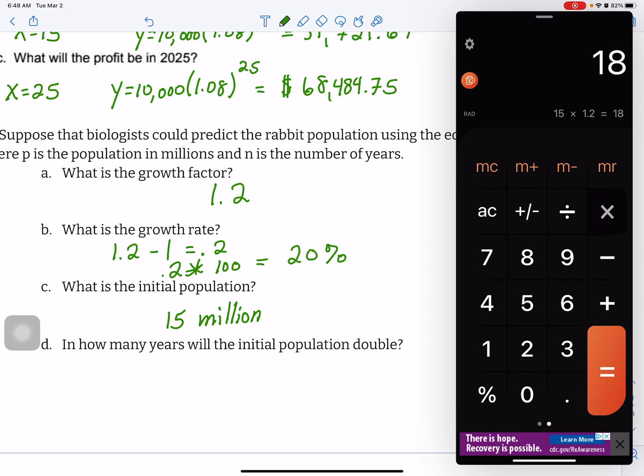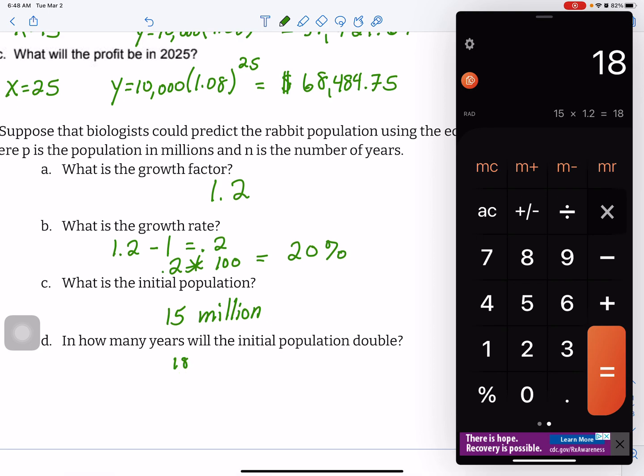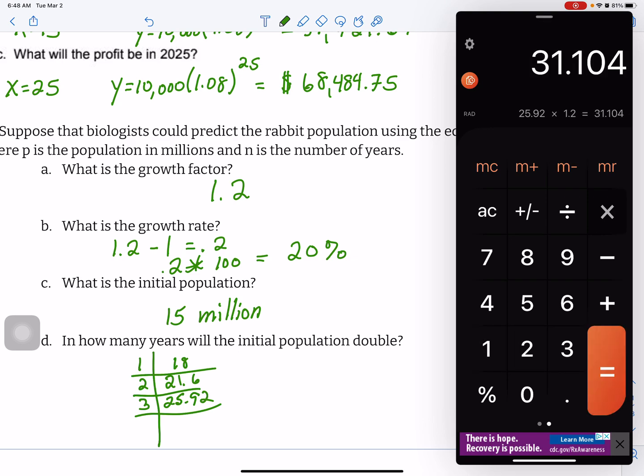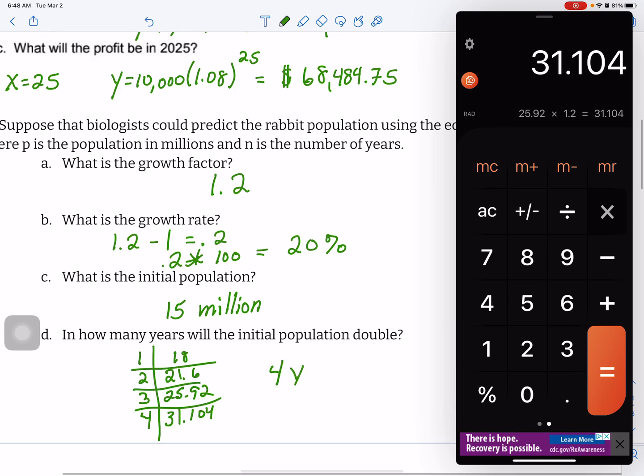So I got 18. And I'm just going to write a little running total, making my table here. This is 1 and 18. For 2, I'm going to do times 1.2. Just keep multiplying by the growth factor. 21.6 times 1.2, 25.92. Times 1.2, and I got 31.104. So it's going to take 4 years.